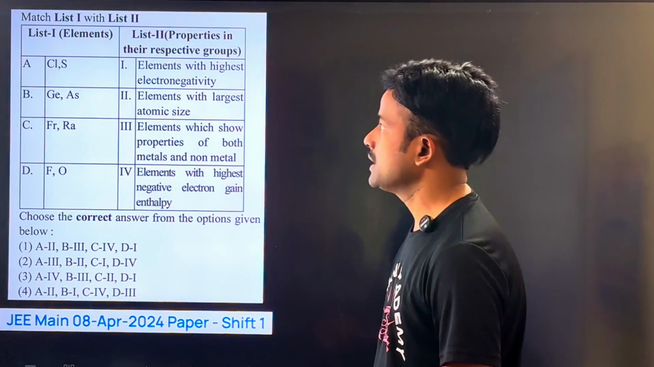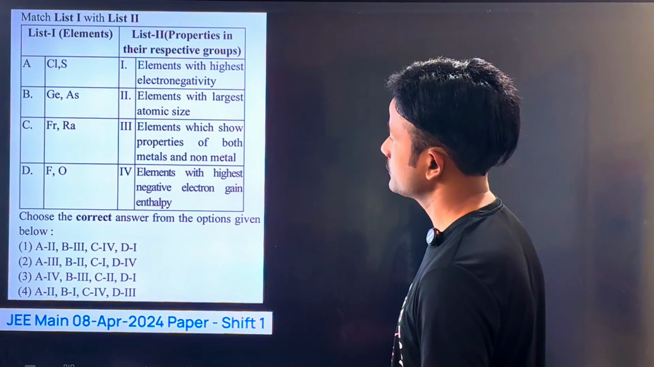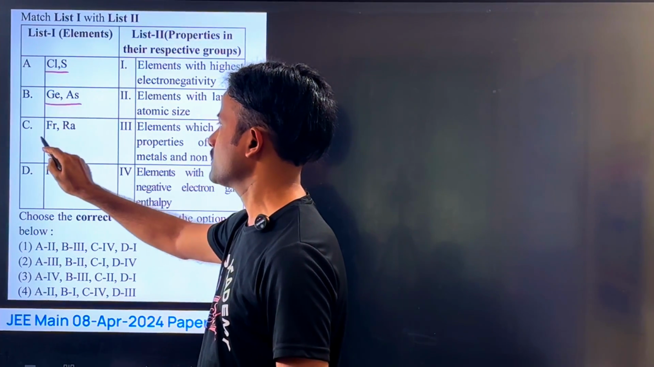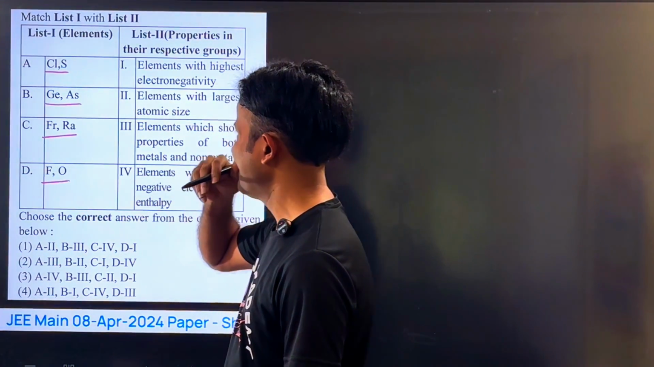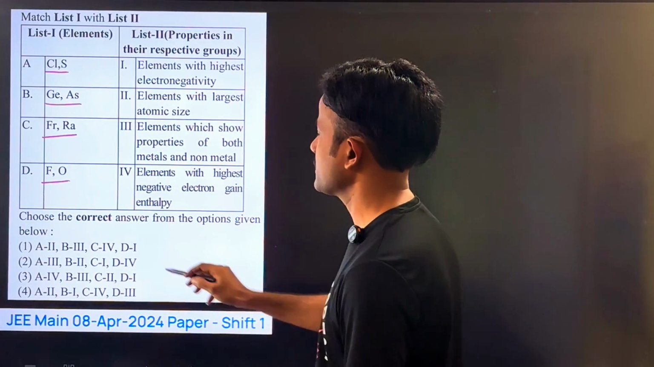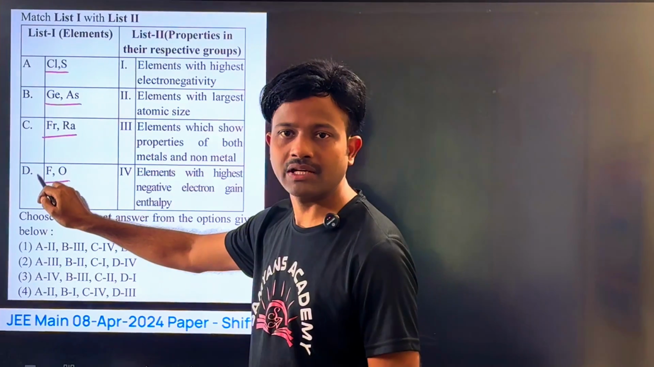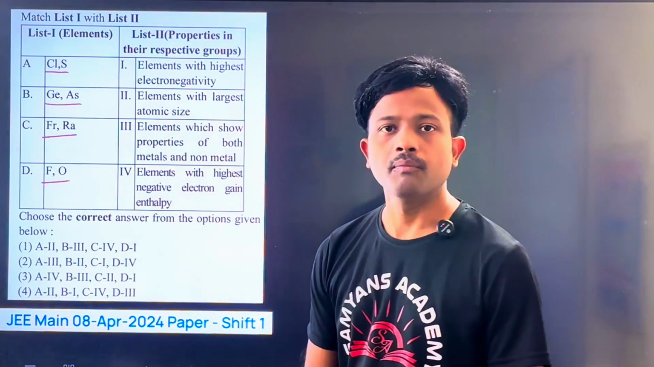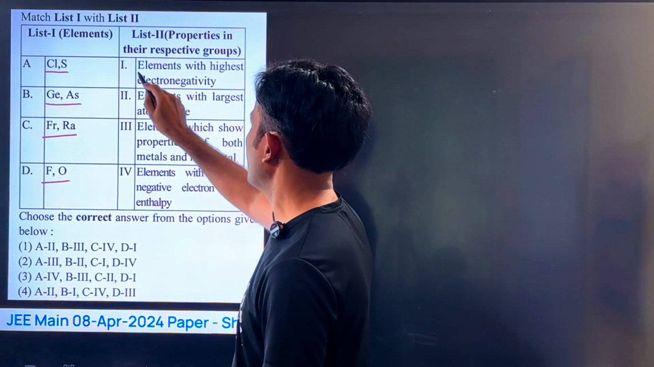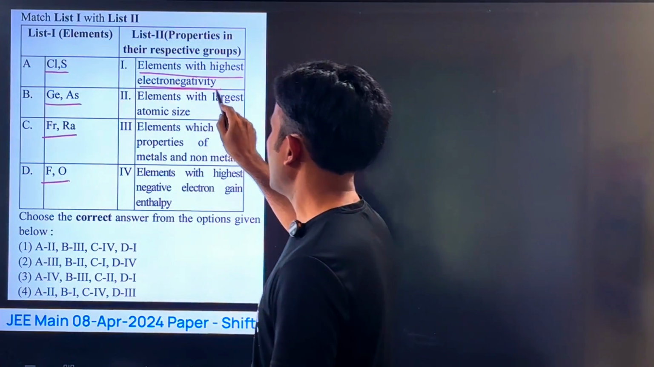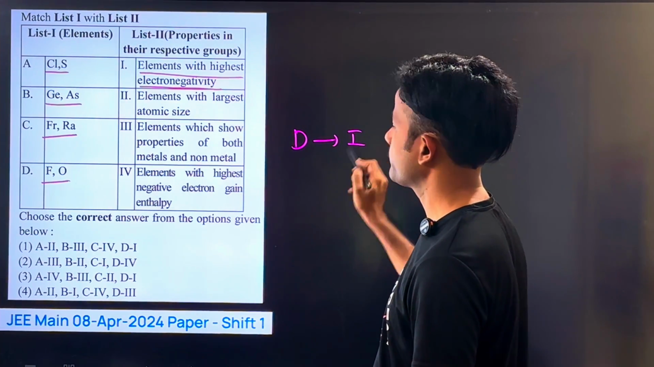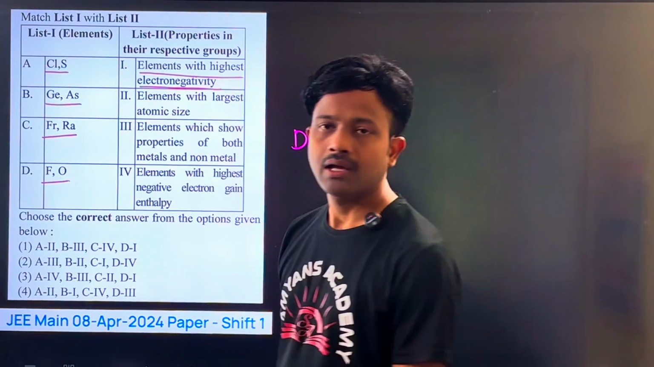Okay, and this is list 1. You have to match with list 2. These are the elements: fluorine and oxygen, chlorine and sulfur, germanium, arsenic, francium and radium. Fluorine and oxygen are given. Now you see chlorine and sulfur, which one is matching? Already you know that fluorine and oxygen are the most electronegative elements. You see fluorine and oxygen match with elements with highest electronegativity. Means here D is matching with 1. These are the highest electronegativity elements.